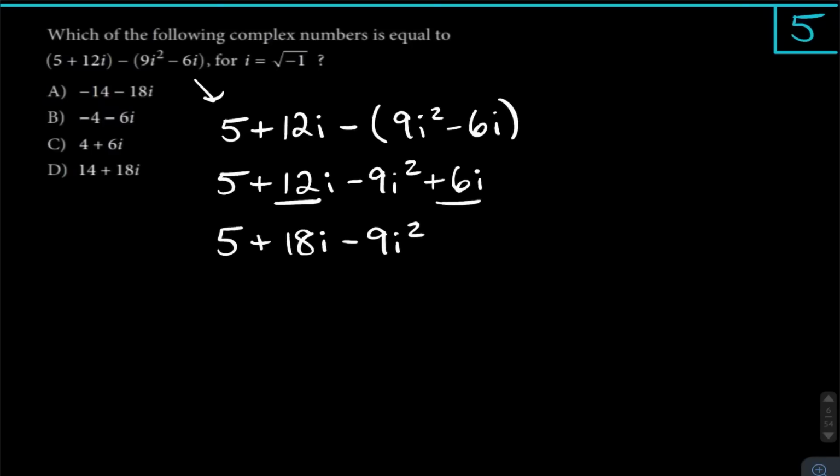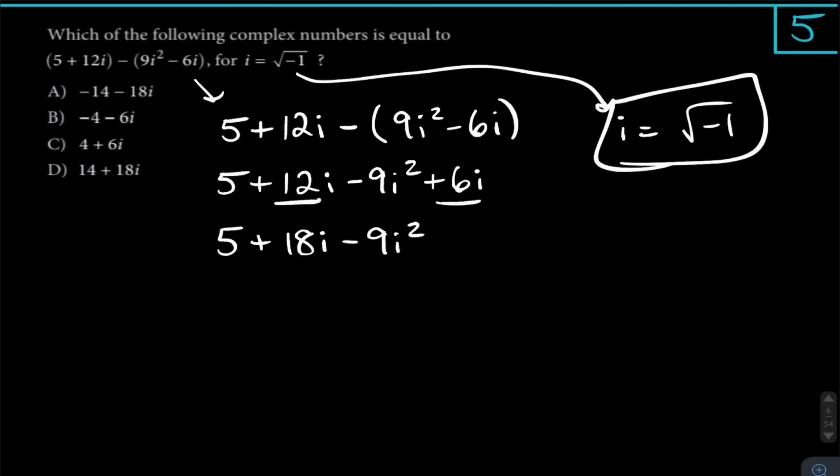squared here. But why did I say i squared was -1? And how would you even know that? Well, you're given that i is the square root of -1, right? So how could you use this to tell you what i squared is? Well, that's actually not that bad. You just square both sides.